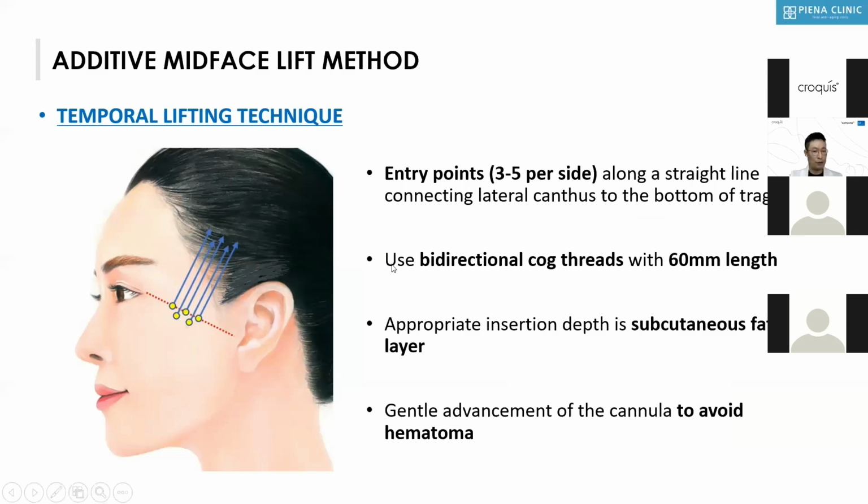And I put 3 to 5 threads per side, and the entry points usually lie along the line connecting lateral orbital canthus and a little upper part of the earlobe. And I use bidirectional cog thread with 60 millimeter lengths, just like the eyebrow lifting. And appropriate insertion depth is subcutaneous fat layer. So it is very important to advance the cannula very gently to avoid any damage to vascular structures, which can cause some hematoma and prolonged swelling.